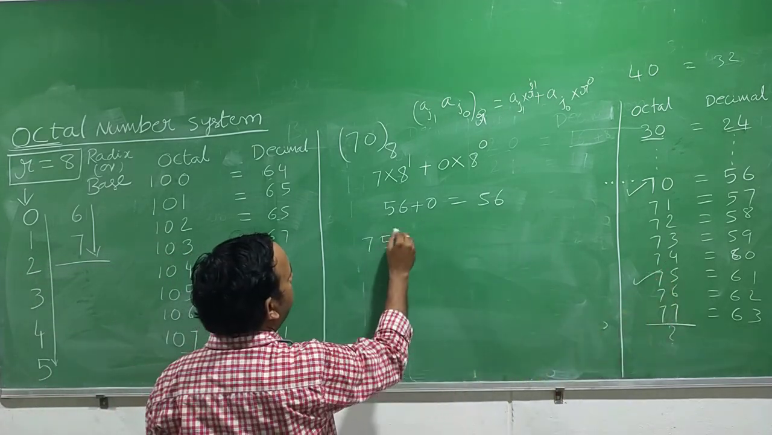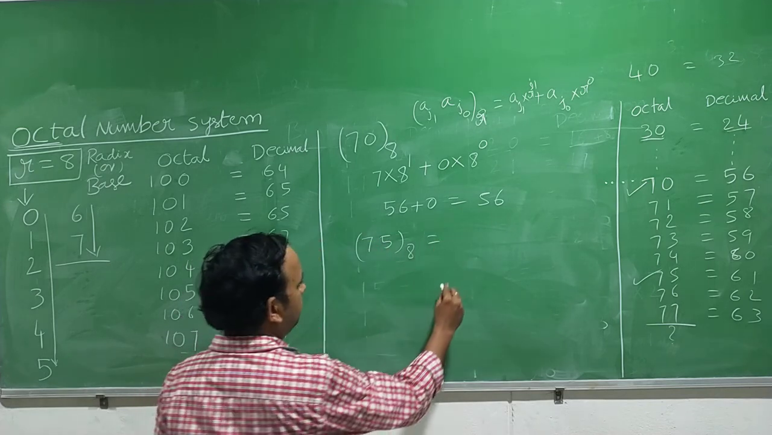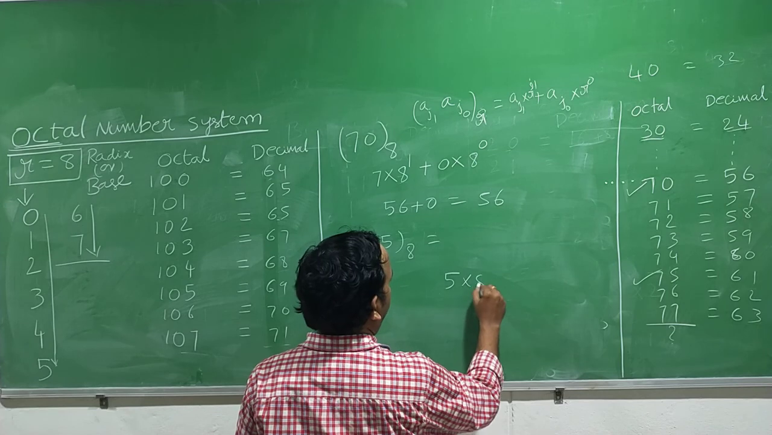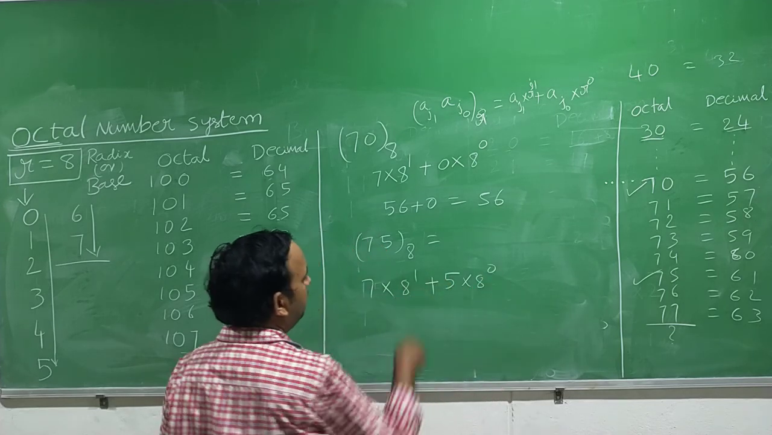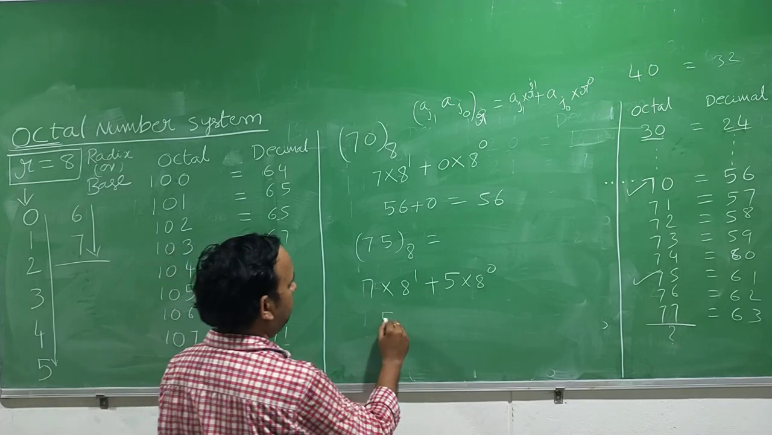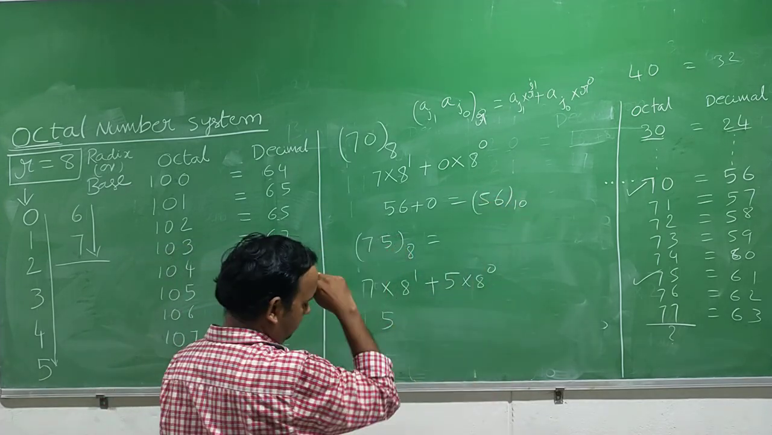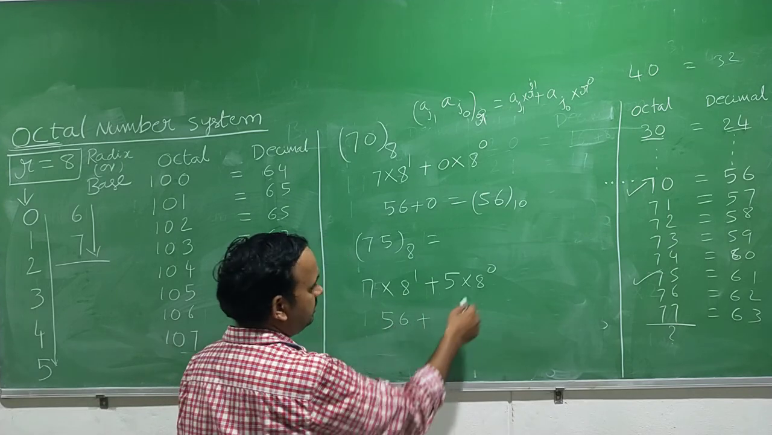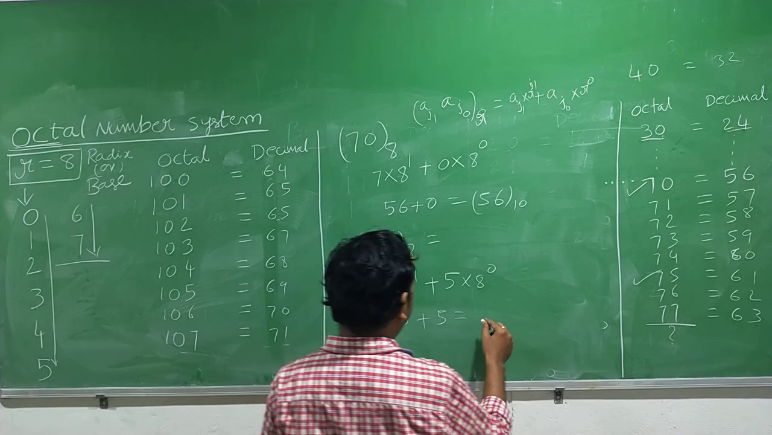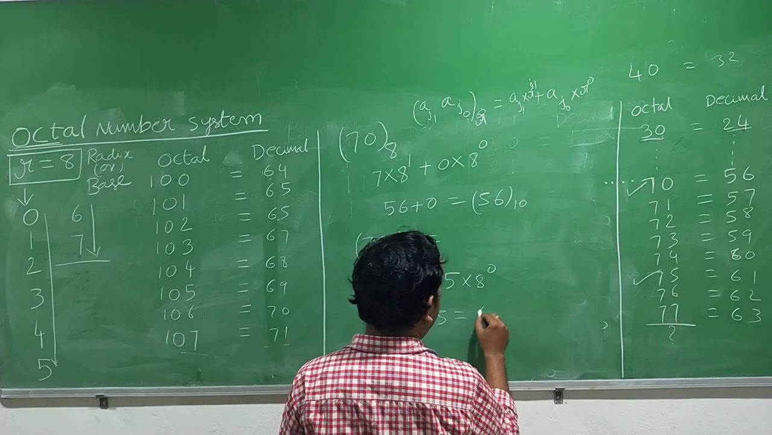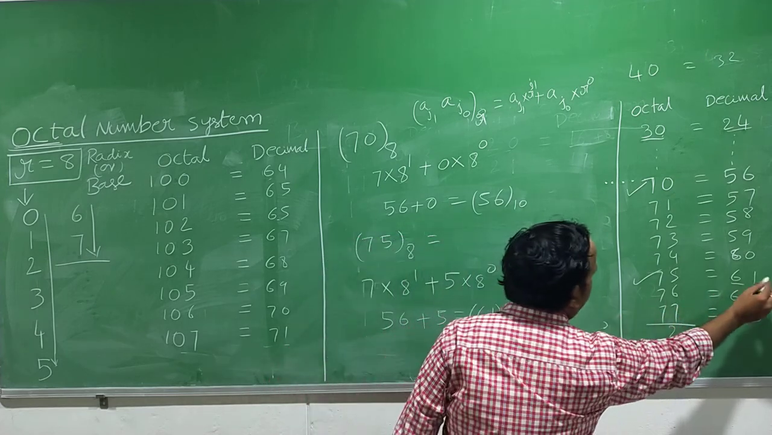We will take one more example, 75. So 75 in octal. What will you get? 5 into 8 power 0 plus 7 into 8 power 1. So what is that? This is 56 in decimal, right? So 56 plus 8 power 0 is 1, times 5. So what will you get here? 61. So this is the number, right?